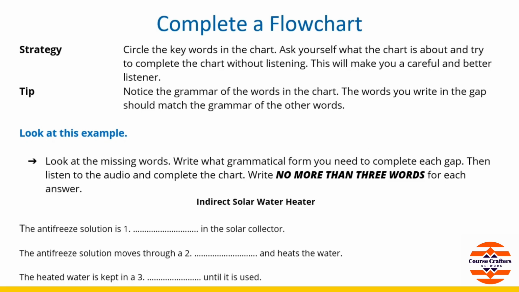And now we're going to review our final strategies and tips for the listening section 4. And it's actually our final strategies and tips for the entire listening task. So we're going to review how to complete a flowchart. When you have a task like this one, you have to circle the keywords in the chart and ask yourself what the chart is about and try to complete the chart without listening. Doing so will help you be a careful and a better listener.